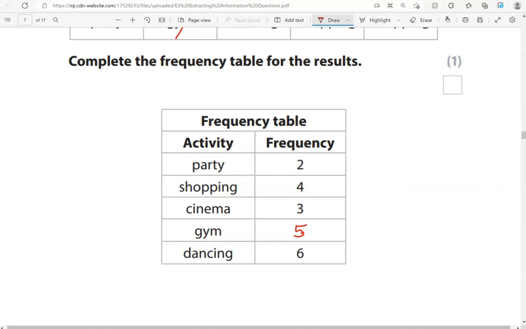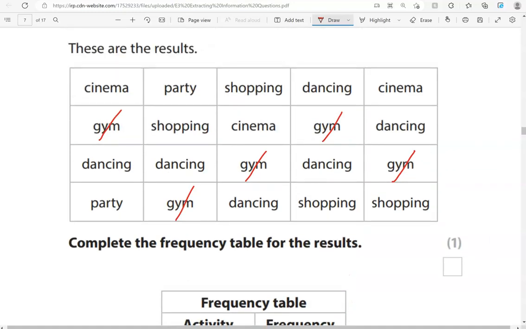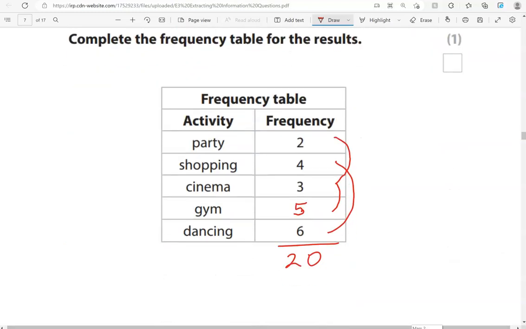To double check, let's just add these frequencies together and work out the total. 6 and 4 is 10. 2 and 3 is 5, and another 5, that is 10. So 10 and 10 gives us 20. You could use a calculator to add them up as well. Do we have 20 activities in total? 1, 2, 3, 4, 5 times 1, 2, 3, 4, which is 20. So that proves we've done this correctly.